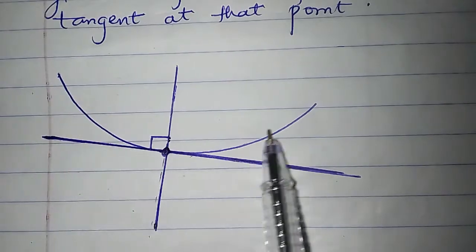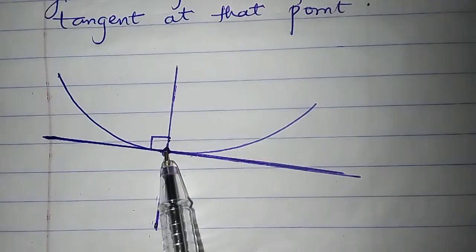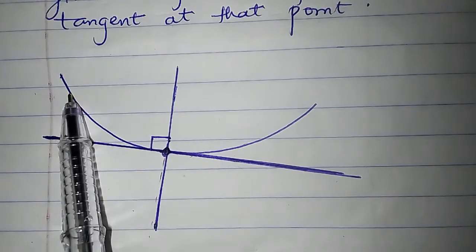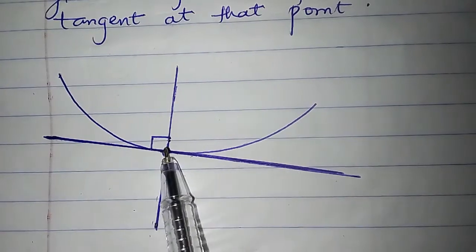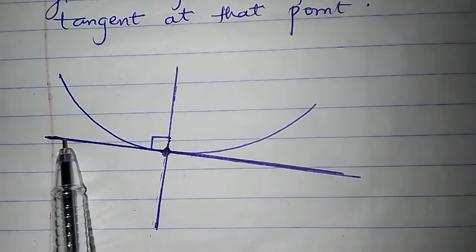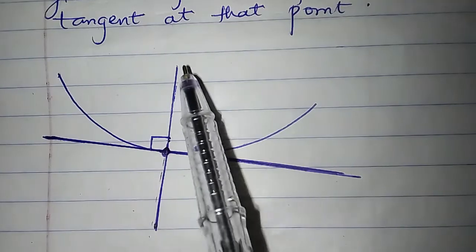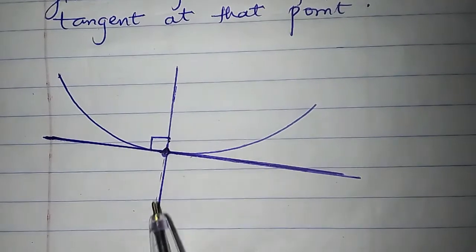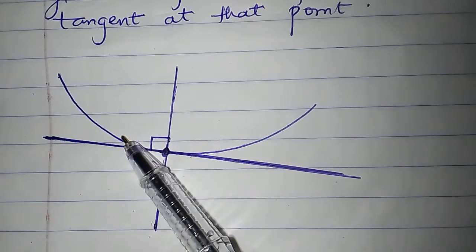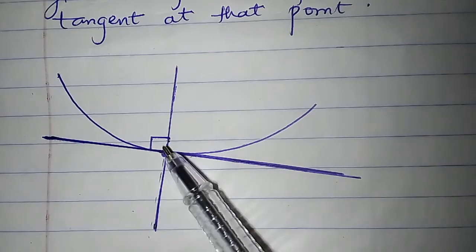I have a curve, okay, and I have a tangent. The tangent and the curve meet at a certain point. The principle is the gradient of this curve at this point is equal to the gradient of this tangent at the same point. Okay, so this normal is actually perpendicular to this tangent. Yes, the normal to a curve is a line that is perpendicular to the tangent at the point of contact.